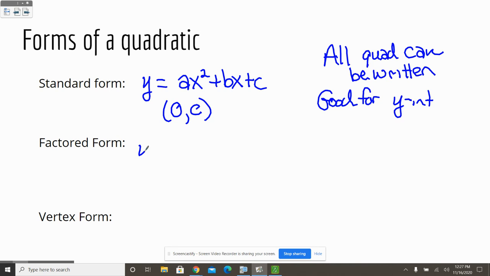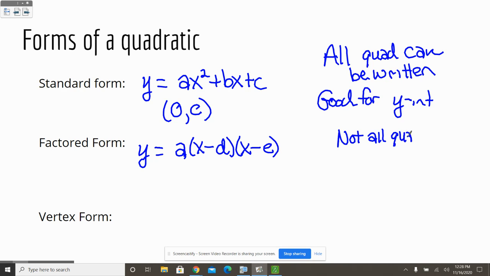Then we have factored form, which looks like this. I'm going to put an a here because there can be what they call a non-zero constant in front, a stretch factor, if you will, not at the end, but like this. This is called factored form. And the problem with factored form is not all quadratics can be written this way. Because not all quadratics can be factored, not all quadratics can be written this way, but it is good if it does come up.